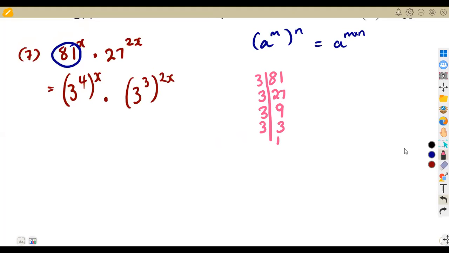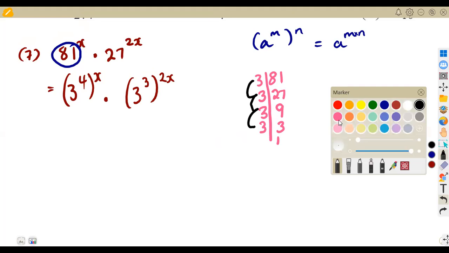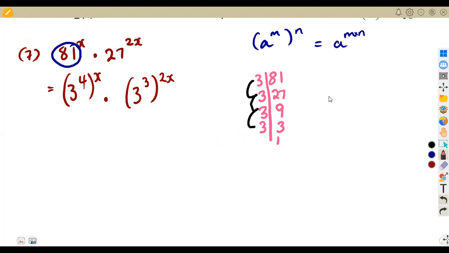Now the question is, if this is 81, how can we write it? 3 times 3 times 3 times 3. We said it represents the exponent of 4. So it's 3 to the exponent of 4. How many times is 3 multiplying itself? 1, 2, 3, 4. So that's to the exponent of 4. That is how you can work it from this.